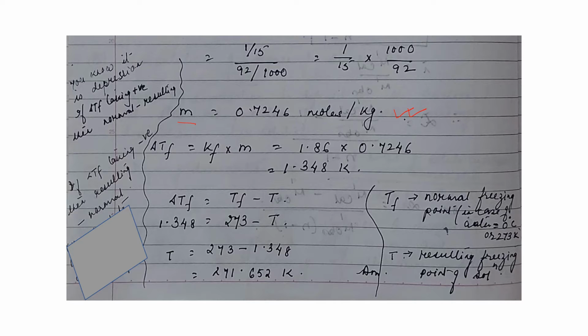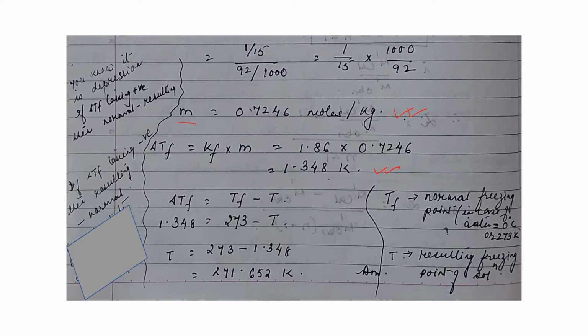As we have got the value of m, in the formula delta Tf is equal to Kf into m, if we put the value, then we are getting delta Tf, that is the depression in freezing point, 1.348 Kelvin. But you have to find out the freezing point of the solution.